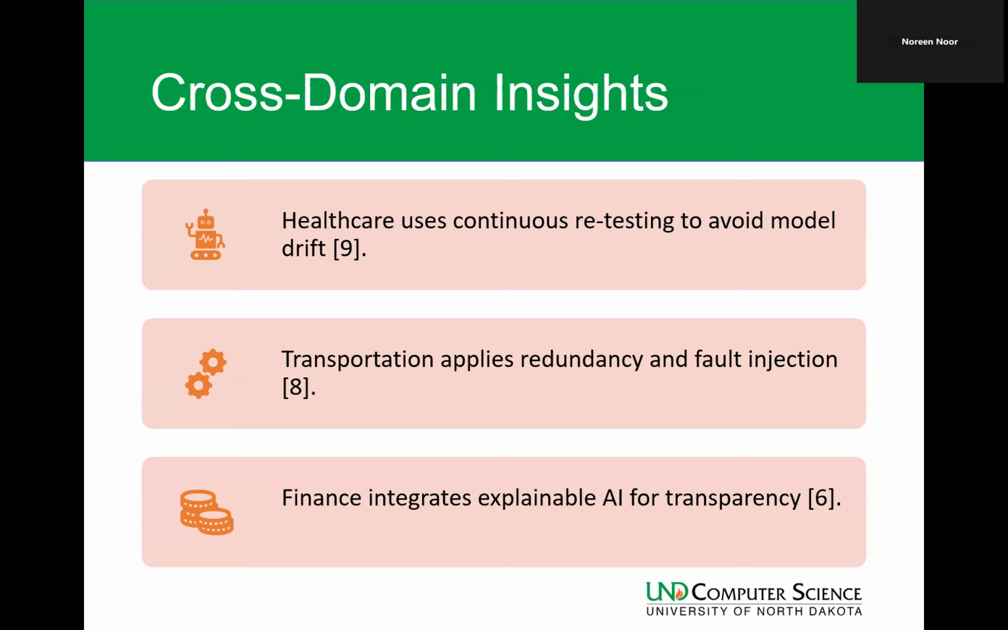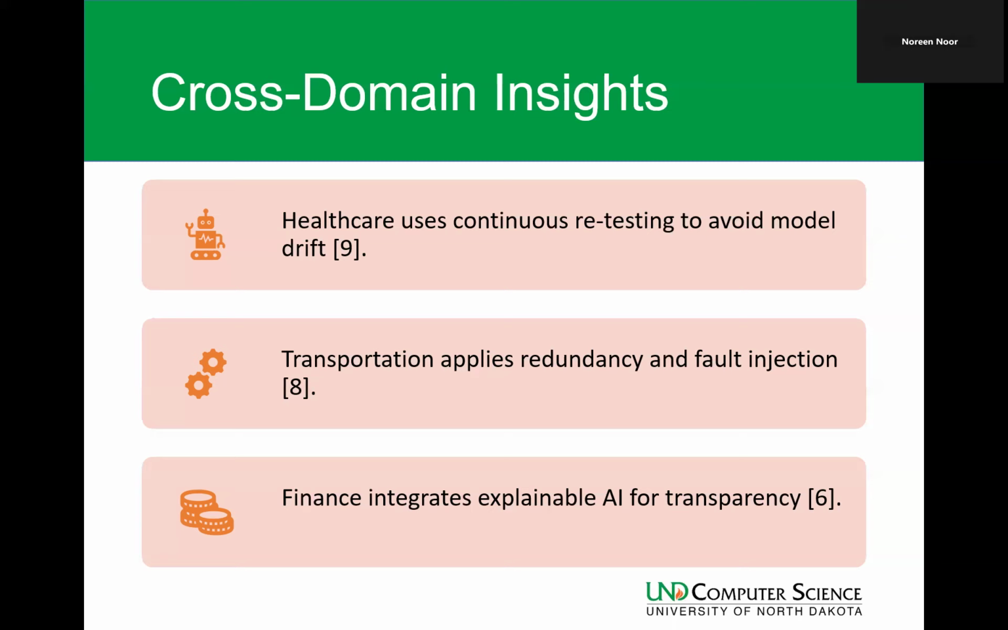Next, we have cross-domain insight. In this paper, I didn't just take papers from aviation or machine learning. I tried to add other domains as well, like healthcare, safety critical systems, and financial critical systems. This slide highlights how other industries handle machine learning safety and what aviation can learn from them. So in healthcare, they use continuous retesting to prevent what's called model drift. That's when AI performance drops over time as data changes.